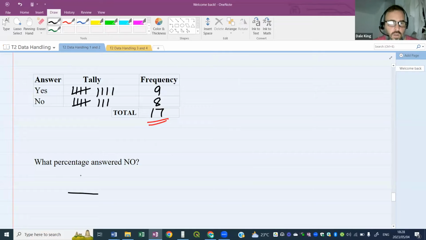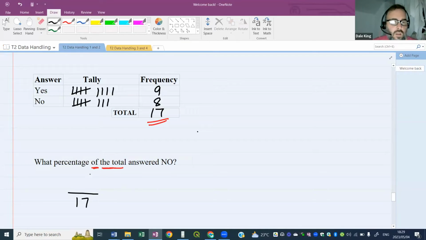Okay, good question. In your percentage fraction, let me change the question. I've shortened it a bit here, but this is what it should usually be: what percentage of the total answered no? When you see the word "of", what comes after it, the total, must be at the bottom of the fraction. So you must have 17 at the bottom of the fraction.